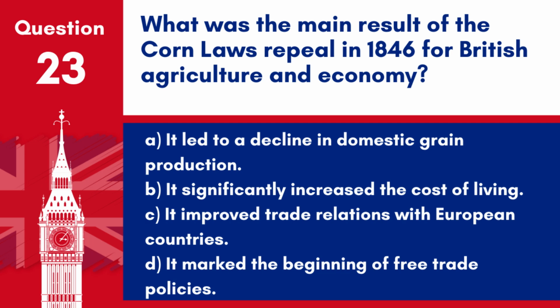Question 23. What was the main result of the Corn Laws repeal in 1846 for British agriculture and economy? A. It led to a decline in domestic grain production. B. It significantly increased the cost of living. C. It improved trade relations with European countries. D. It marked the beginning of free trade policies. Answer: D. It marked the beginning of free trade policies. The repeal of the Corn Laws in 1846 is significant for marking the shift towards free trade policies in Britain.